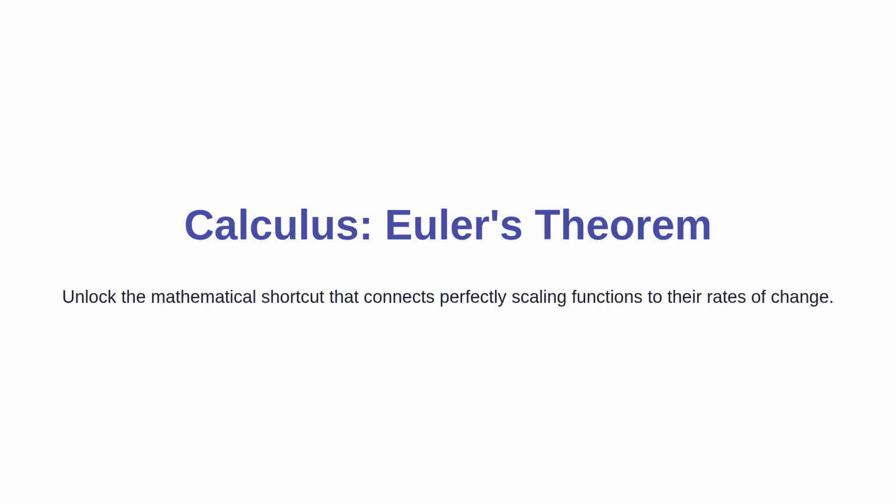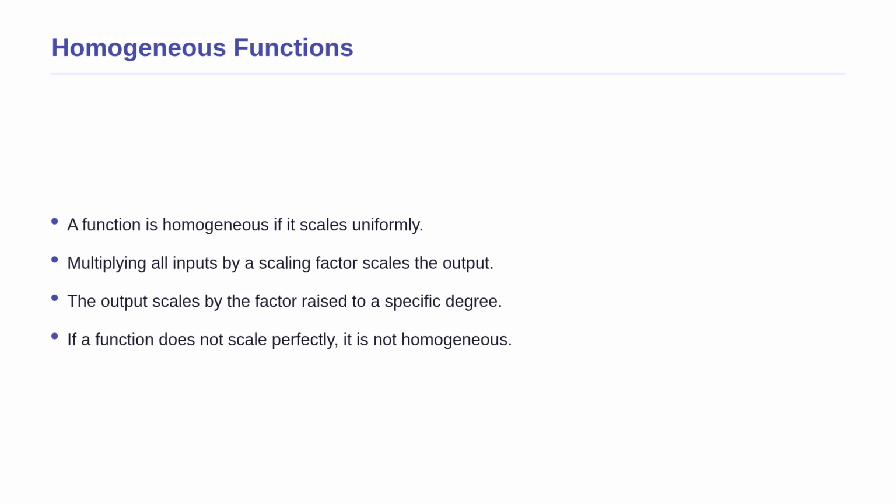Today, we will learn how Euler's theorem gives us a brilliant mathematical shortcut to understand these scaling systems without doing incredibly long, complicated calculus operations. Let us dive in. Before we can use Euler's theorem, we must formally define what a homogeneous function is. Why does this matter? Because Euler's theorem only works on systems that scale in perfect harmony.